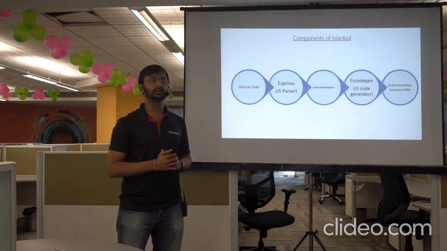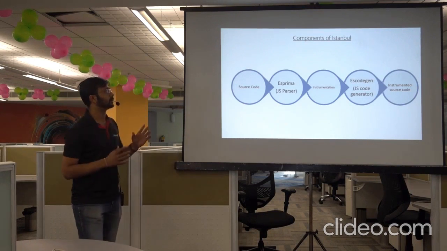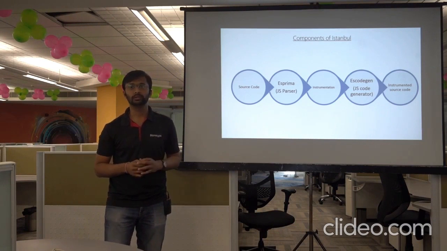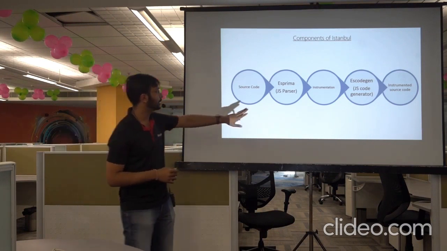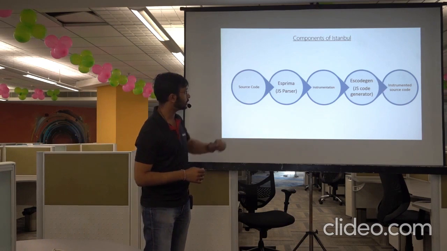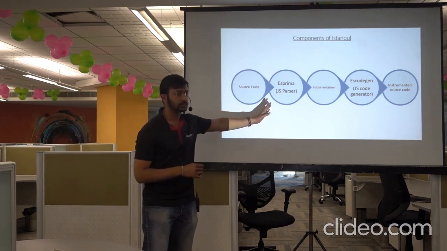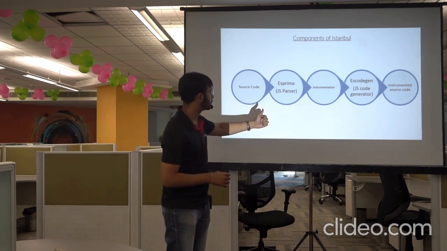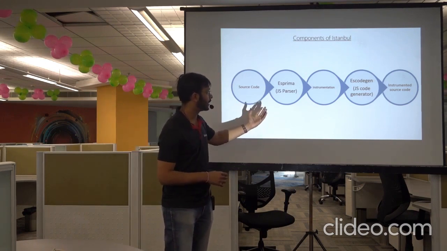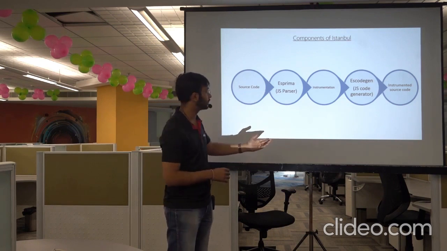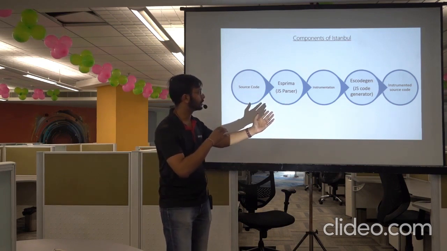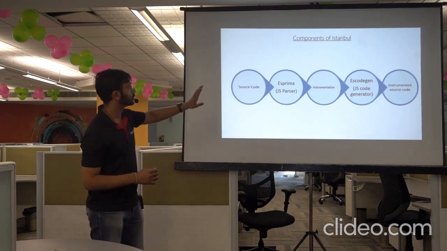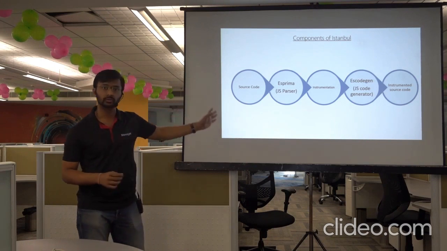So how does Istanbul work? And when I say how does Istanbul work, I actually mean any code coverage tool. How does it work? It will have these 3 main components. One is the language parser. So read it as a language parser, not just as JS. Okay. So the first is the language parser. Then the instrumentation process will happen, and then finally the code in the native language will be generated again.